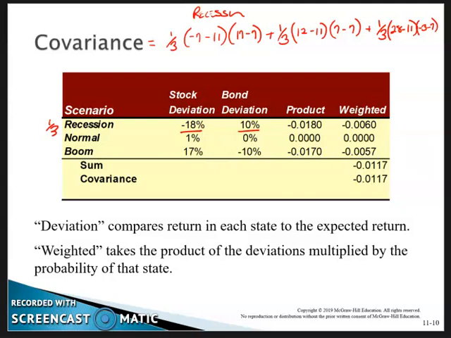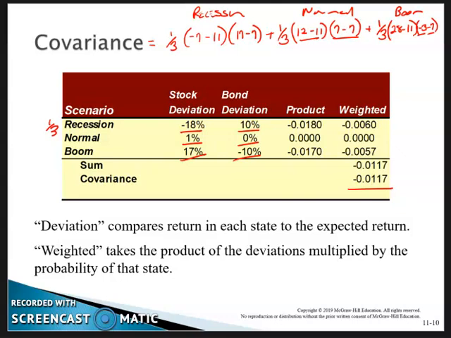So we multiply. If these probabilities were different than 1/3, the results could be very different. Then 12 minus 11 for stock, that's 1. 7 minus 7 is 0 for bonds, so that's normal. And then 28 minus 11 is 17 for boom for stocks. And then a loss of 3% minus the expected return of 7%, that's a negative 10%. Then we multiply those out and add them up, and we get a covariance of negative 0.0117.